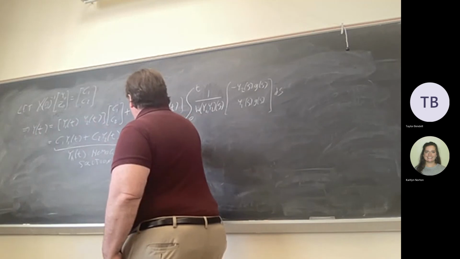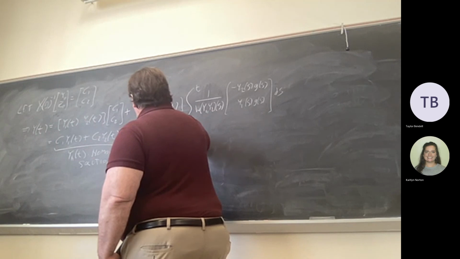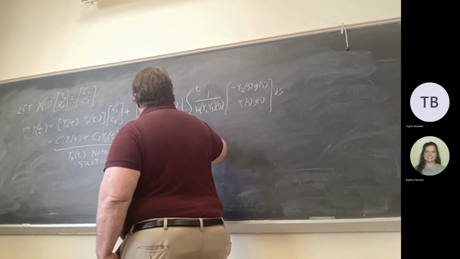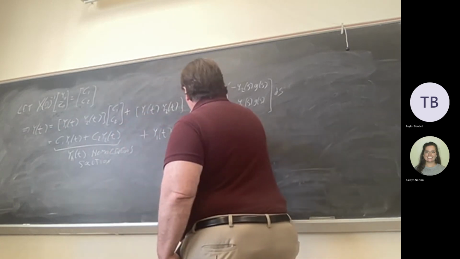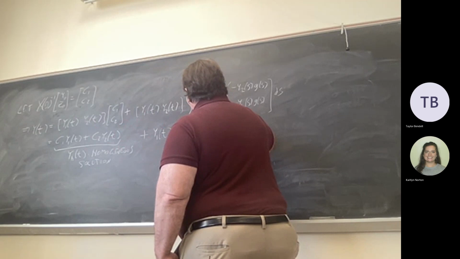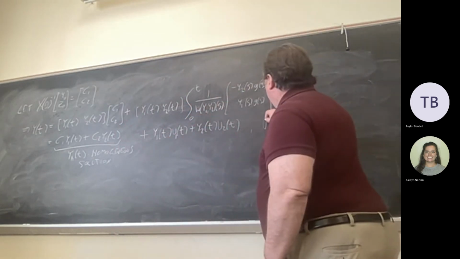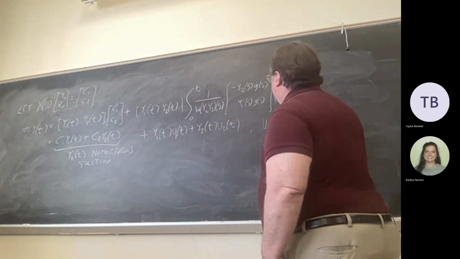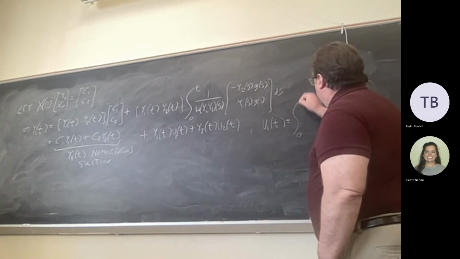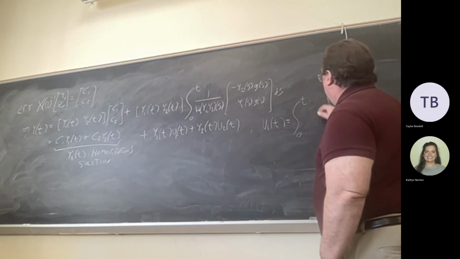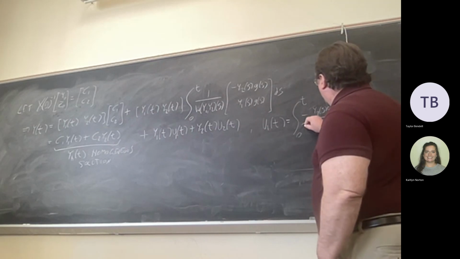Plus y1 of t, u1 of t, plus y2 of t, u2 of t, where u1 is the first component of this column vector. So it's minus y2 times g over the Wronskian.